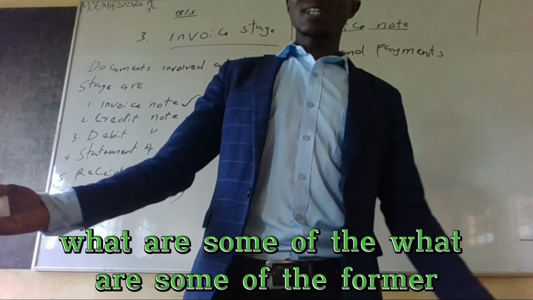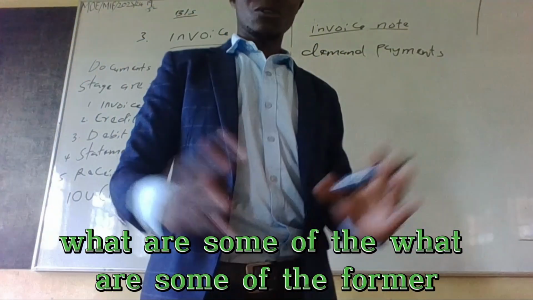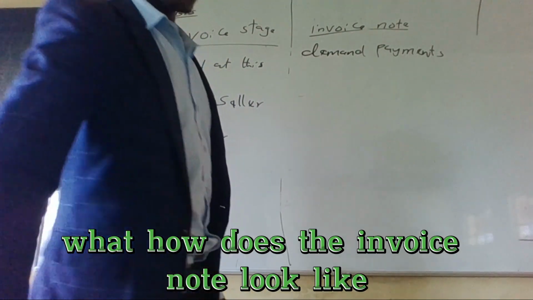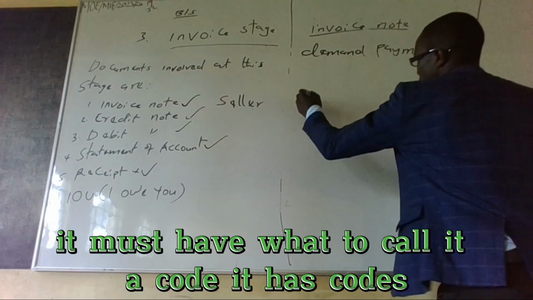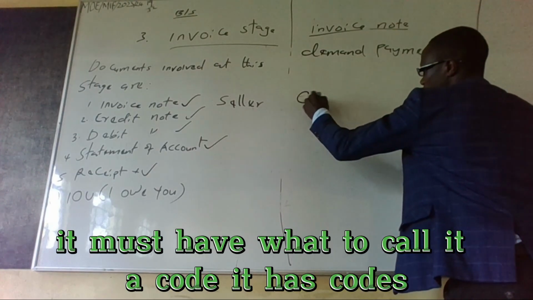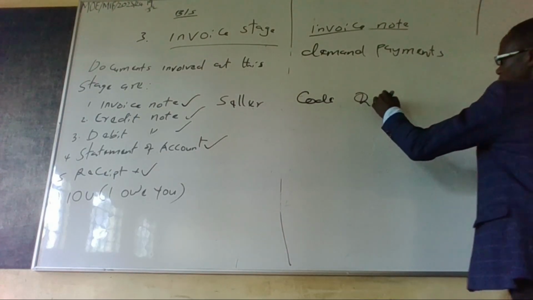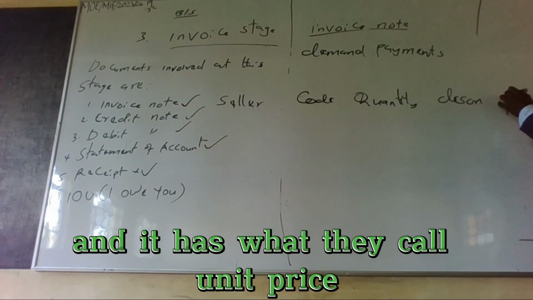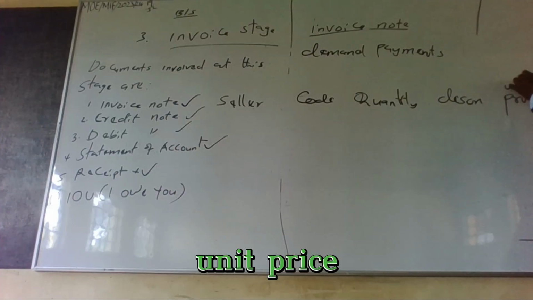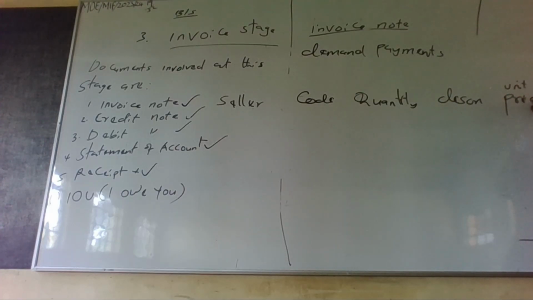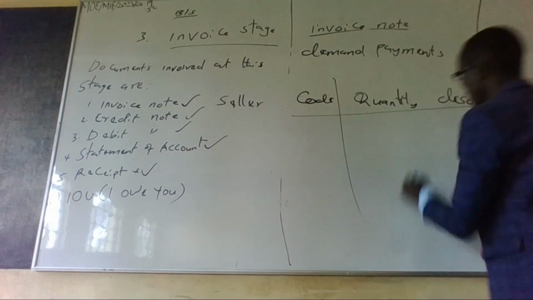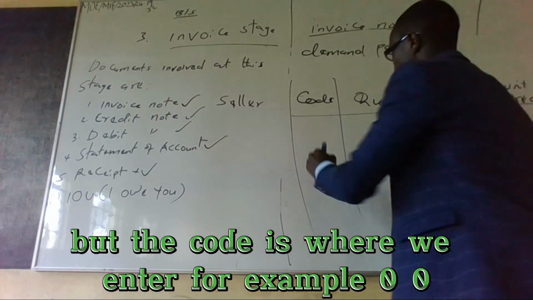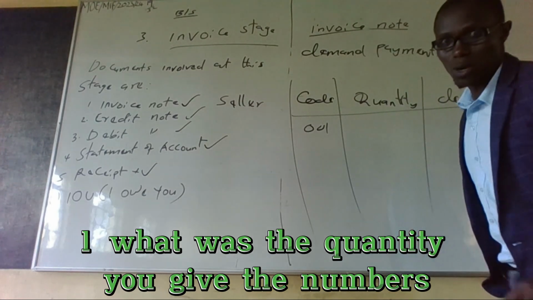And therefore, what are some of the format? How does the invoice note look like? It looks like this. It must have code. It has quantity. And it has description. And it has unit price. So it looks like that. Yeah, it has some columns. At the code is where we enter, for example, 001. What was the quantity? You give the numbers.